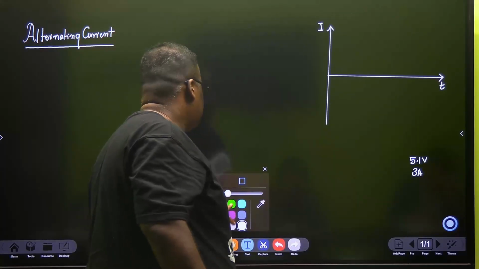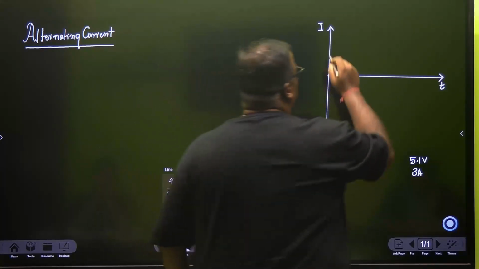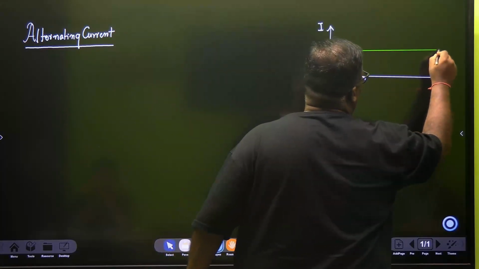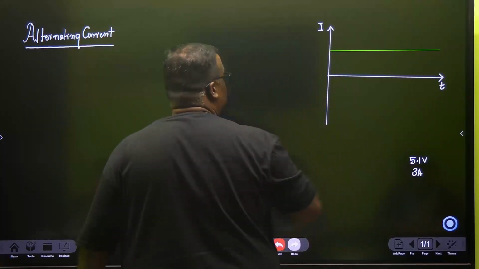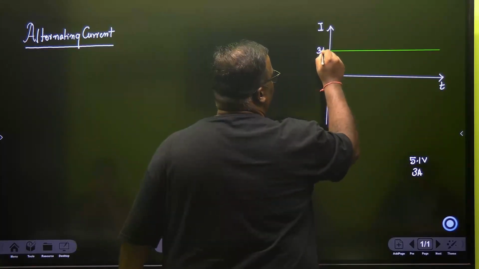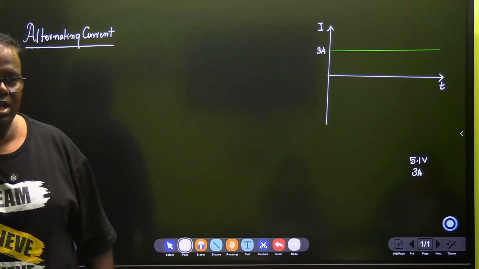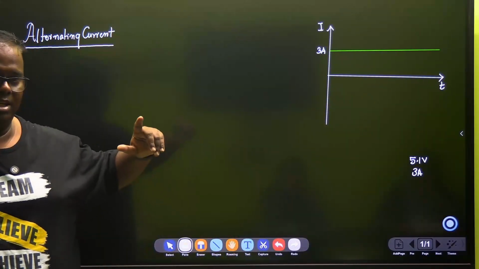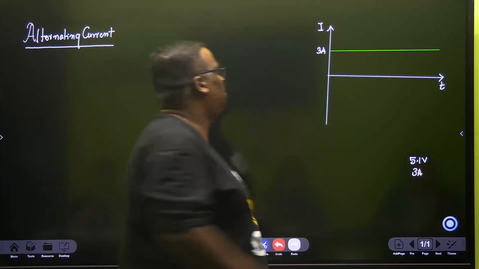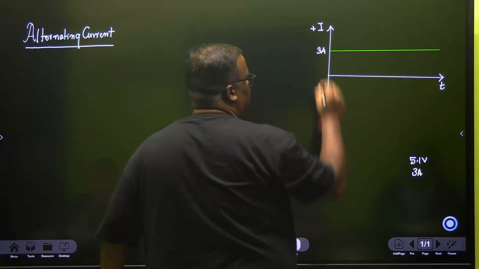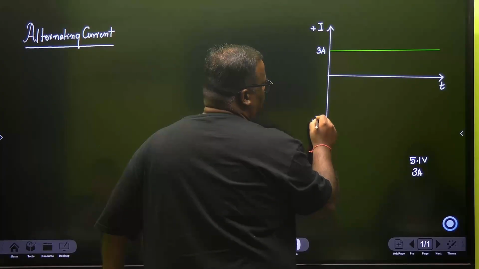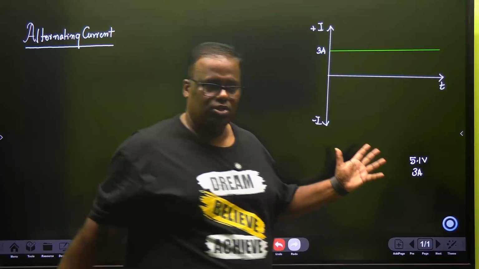Now when I say a 3 ampere current, this is what you have been studying so far in grade 10. It's a steady current, which means this is 3 ampere, and with the change in time, the current is not changing its polarity. So if this is the plus I axis, then this is the minus I axis. Have you understood this part?